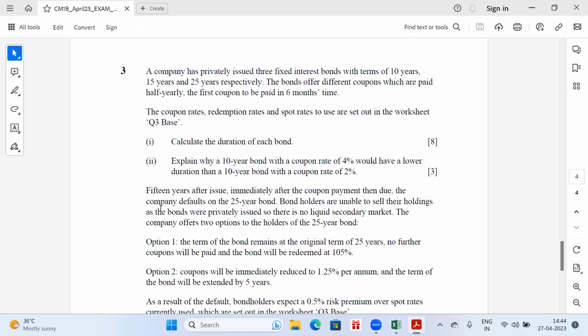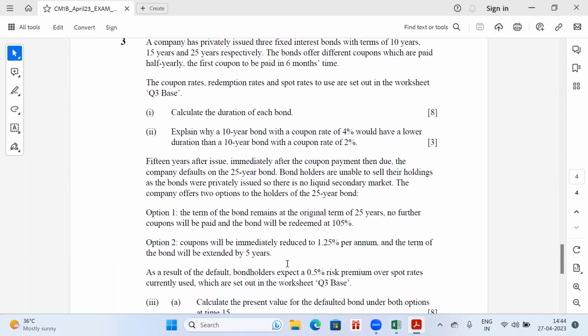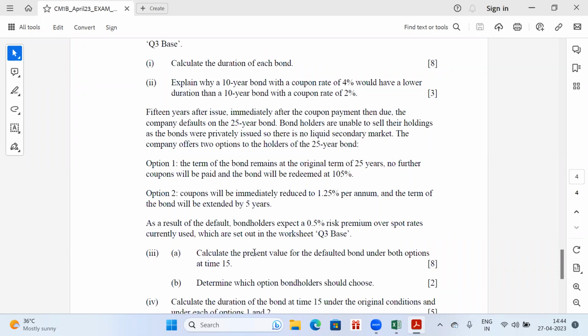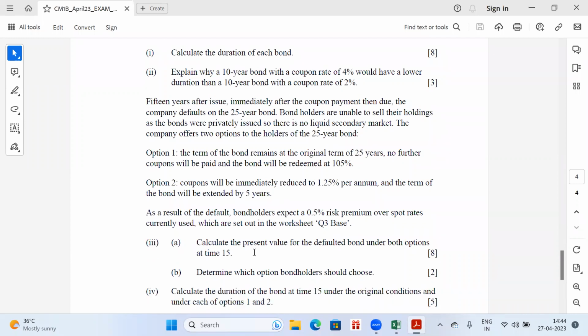Option 1: the term of the bond remains at the original term of 25 years. No further coupons will be paid, and bonds will be redeemed at 105%. Option 2: coupons will be immediately reduced to 1.25%, and the term of the bond will be extended by 5 years. As a result, bondholders will expect a 0.5% risk premium over the spot rates currently used, which I set out in the question 3 base worksheet.